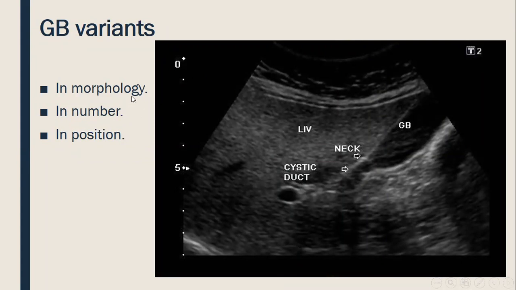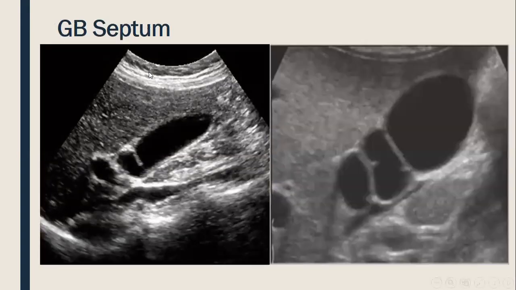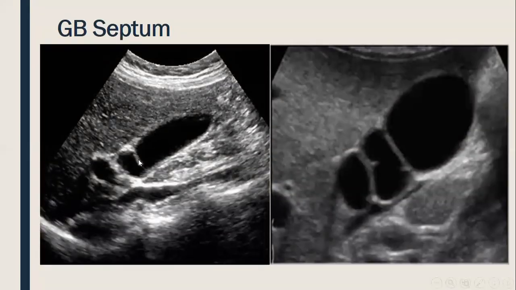We have gallbladder variants. These variants may be in morphology, number, or position. We start with the morphology. We have what is called a gallbladder septum, which is a thin septum, maybe partial or complete, single or multiple, as we see here, that divides the gallbladder into intercommunicating compartments.